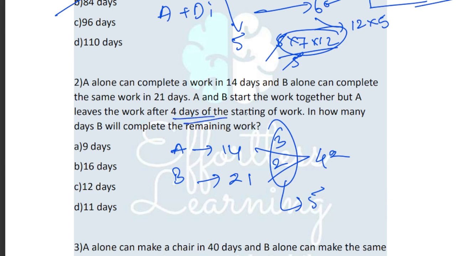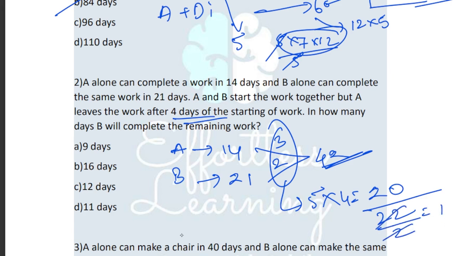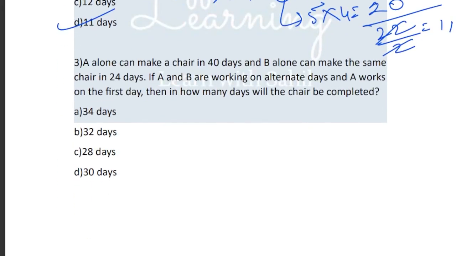And they are working together for 4 days. Because after starting the work, A works for 4 days, that means for 4 days they were working together, so 5 multiplied by 4, they did the work of 20 units. Now we have total work of 42 units and 20 units are done, so we have remaining 22 units, and now these 22 units are being done by B, so it will be divided by 2, so 11 days. All right, option D.